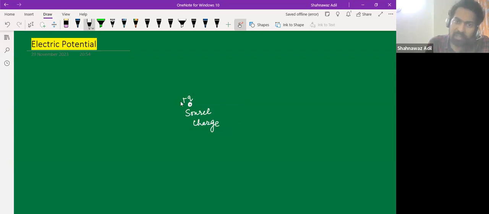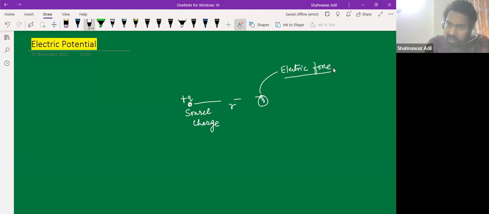And around this charge, let's say at this point, at some r distance, if some other charge is there, we experience electric force. Let's say we are neglecting that charge and considering this point. So we have this electric field due to this charge.